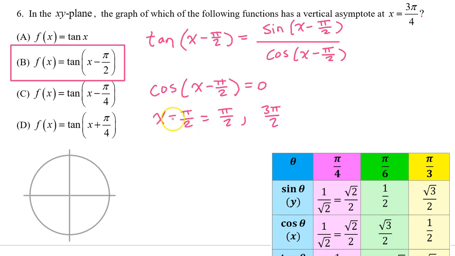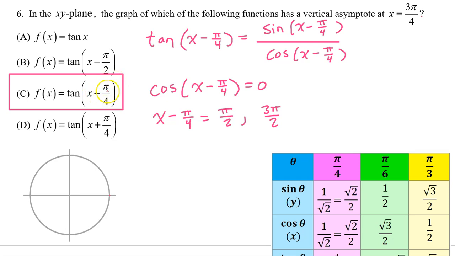So it's just a matter of adding pi over 2 to both sides of this equation. So we will have x is equal to pi over 2 plus pi over 2 is 2 pi over 2, which is just pi. If you take 3 pi over 2 and add pi over 2, that's going to be 4 pi over 2, which is 2 pi. On the interval from 0 to 2 pi, these are the two angles where option B will have a vertical asymptote, not at 3 pi over 4.